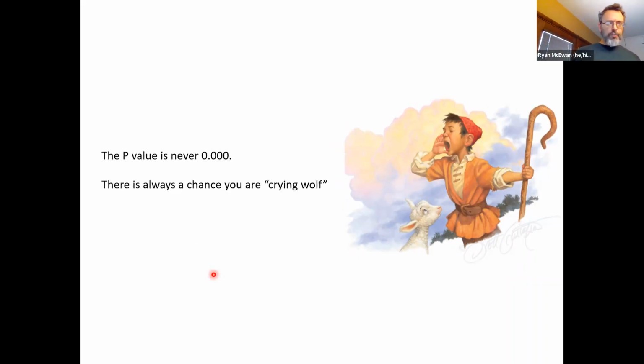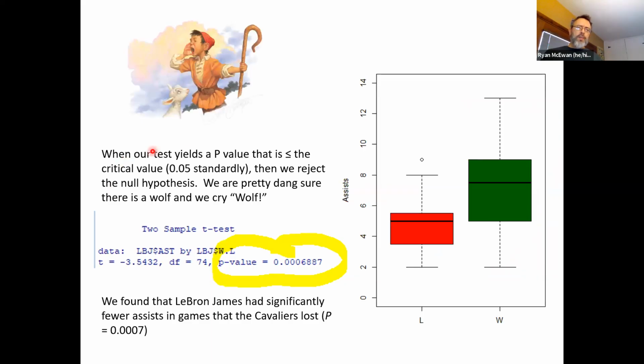The p-value is never 0.000, never goes to 0. There's always a chance that you're crying wolf. Always a chance. When our test yields a p-value that is less than or equal to the critical value, that's what we call it, 0.05, then we reject the null hypothesis. We're pretty sure that there is a wolf, and we say wolf. We're pretty sure there's a difference here. How sure are we?